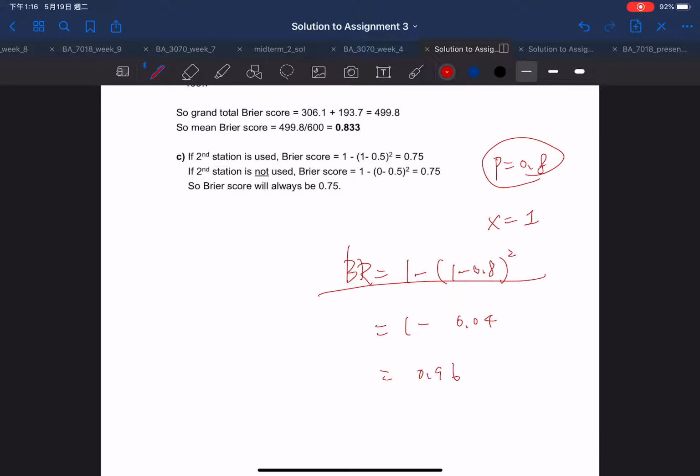How do I explain it? Like, what does it mean? It means the precision of your prediction. The higher it is, the better your prediction is.